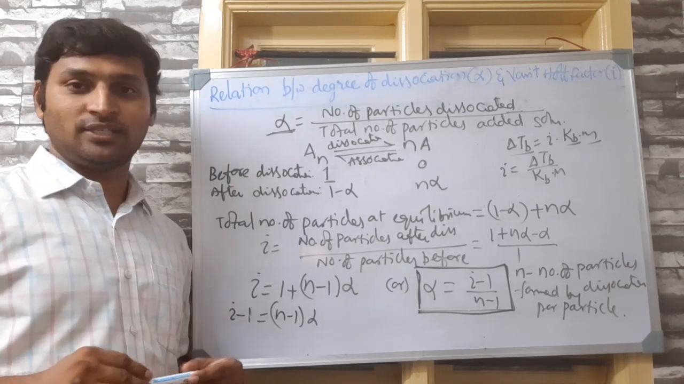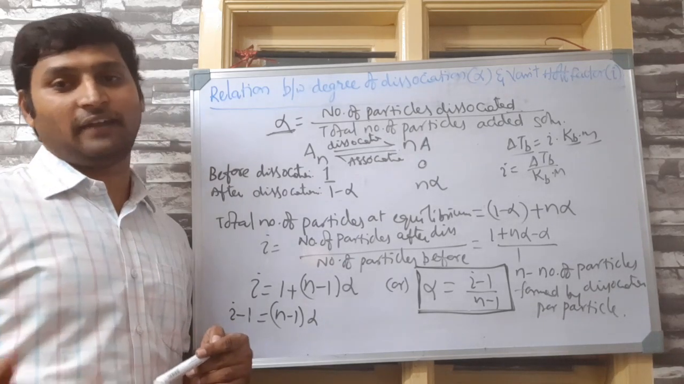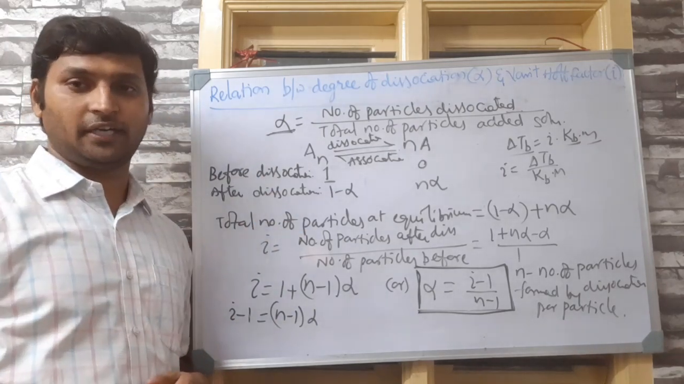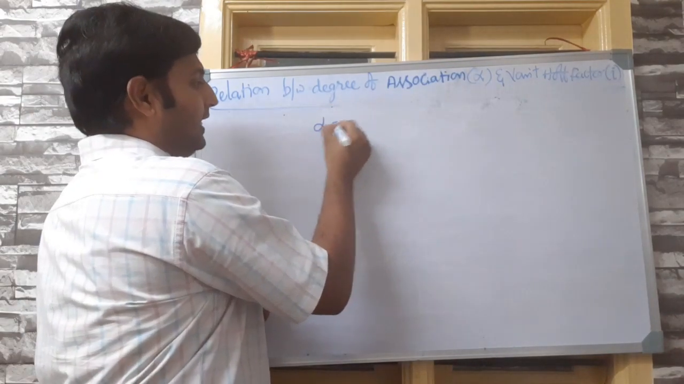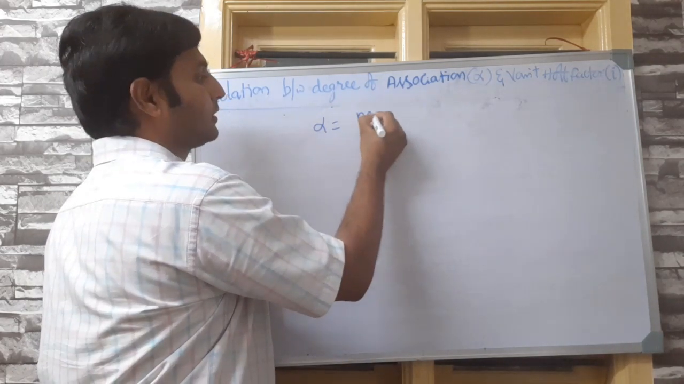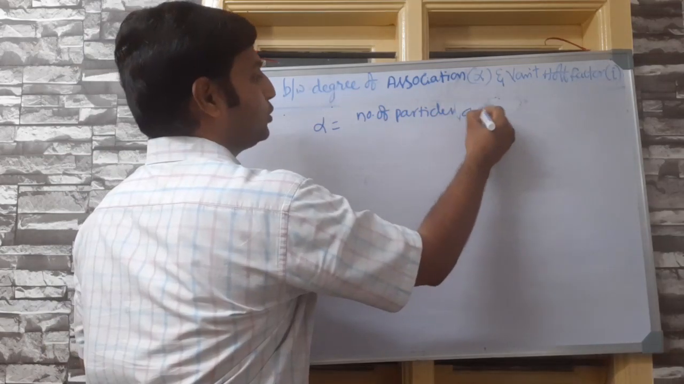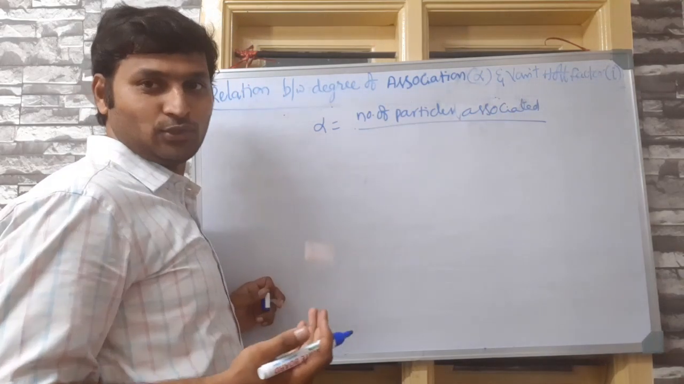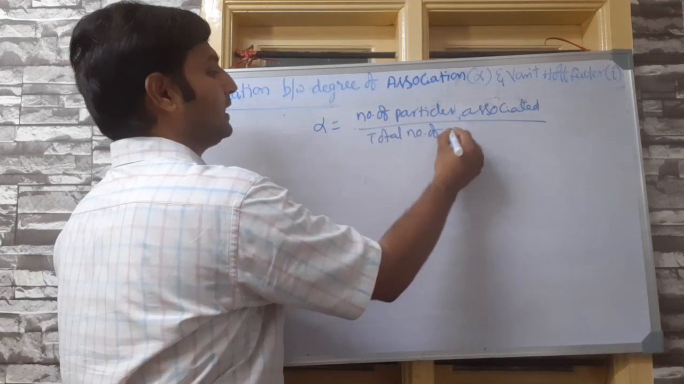On similar grounds, we should understand the relation between degree of association and Van 't Hoff factor i. For degree of association also we will take the symbol alpha, but the approach will be different. Okay. Now again, I can define degree of association alpha as the number of particles associated, meaning if I added 100 particles to the solution, how many were involved in association, divided by the total number of particles added.